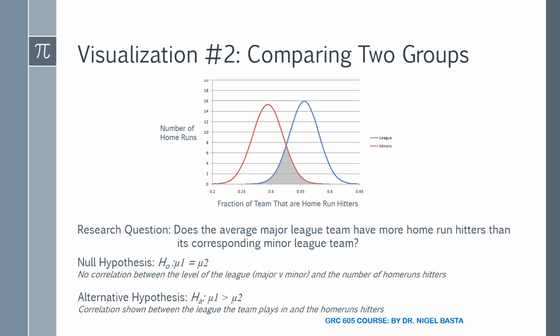Based on the above, it is evident that the mean of the major league is not equal to the mean of the minor league. Rather, the mean of the major league is greater than the mean of the minor league, thereby once again rejecting the null hypothesis.